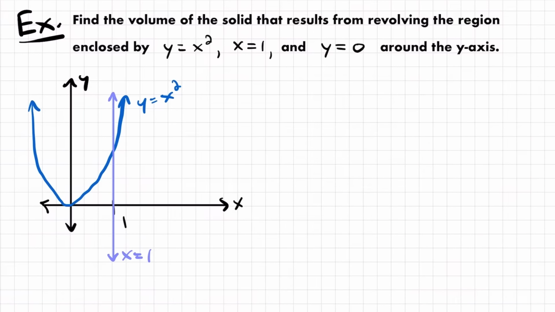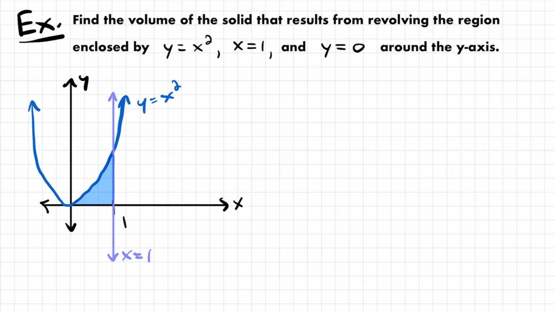And so this is x equals 1. Okay? And so then we have y equals 0, but that's just the x-axis, right? The x-axis is where y is equal to 0. And so the region that we are working with here, enclosed by y equals x squared, x equals 1, and y equals 0, will be this region right here. And so I'll shade that region in so we remember what region we are working with.